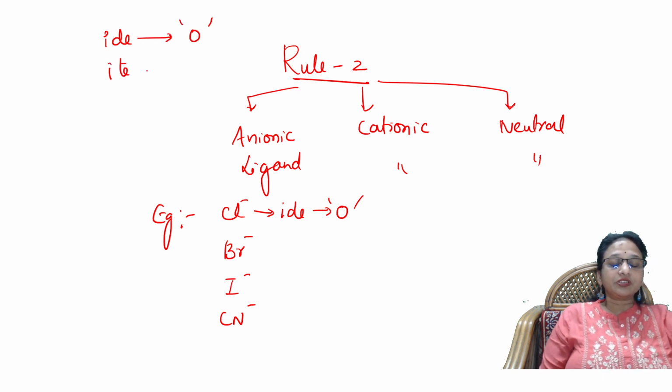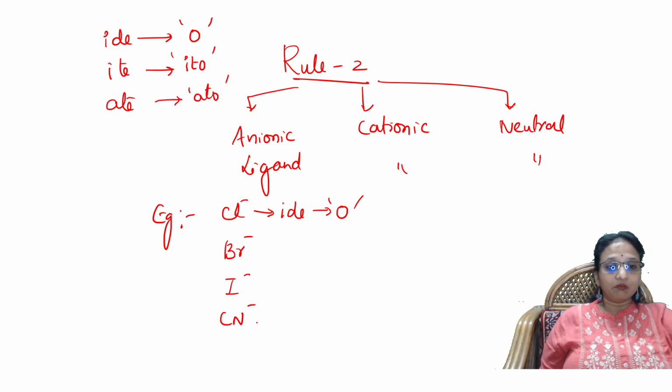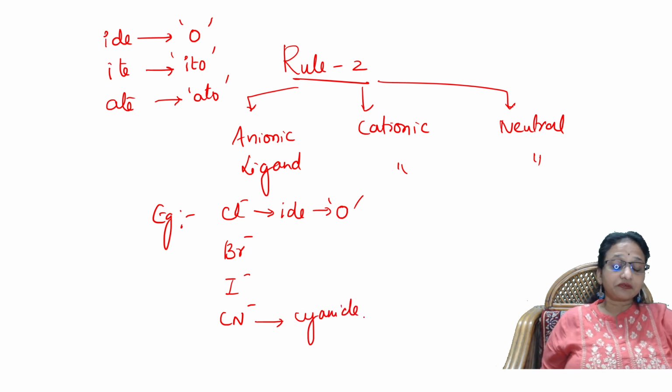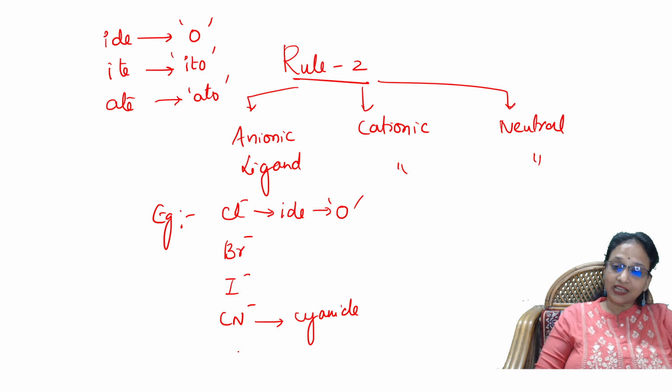ITE is substituted by ITO. Remember, next, ATE is substituted by ATO. Okay, students, remember that. But cyano, remember, we are going to write the cyano as cyanide only directly. No change in this. So this is for your anionic ligands. Okay, let us go for your cationic and neutral ligands.